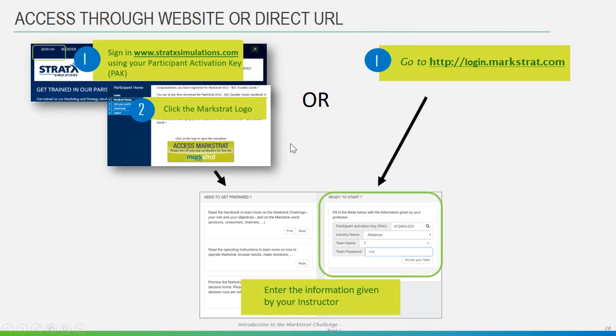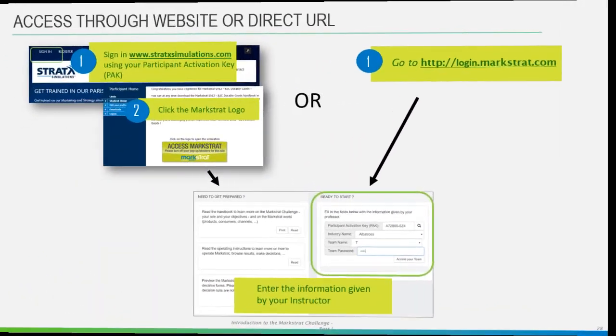All right. If you haven't accessed the simulation yet, here's how you do it. You go to stratexsimulations.com, you enter your participant activation key that was given to you when you registered, and then there's also a team password that I give you. You use those 2 to log in. Every member of the same team has the same 4-digit password. The packs are going to be different, but the 4-digit passwords are the same. So that's how you log in. It's pretty simple.